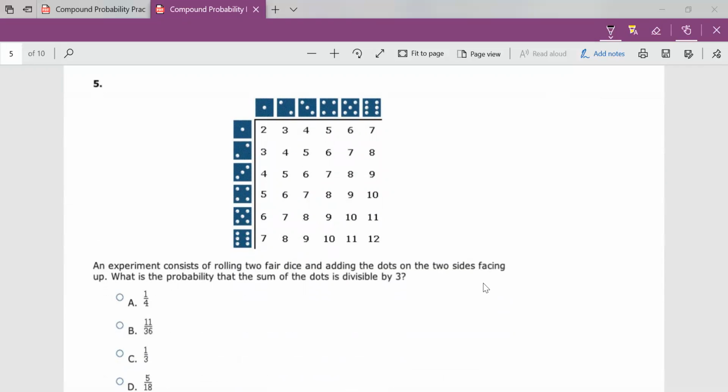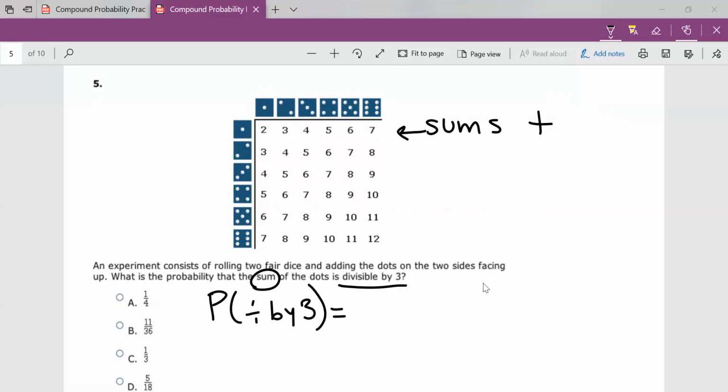Okay, here I see an array of 2 dice, and it looks to me like these numbers are the sums. And if you remember, how you get the sum is by adding the first die to the second die. Okay, so an experiment consists of rolling 2 fair dice and adding the dots on the 2 sides facing up. What is the probability that the sum of the dots is divisible by 3?